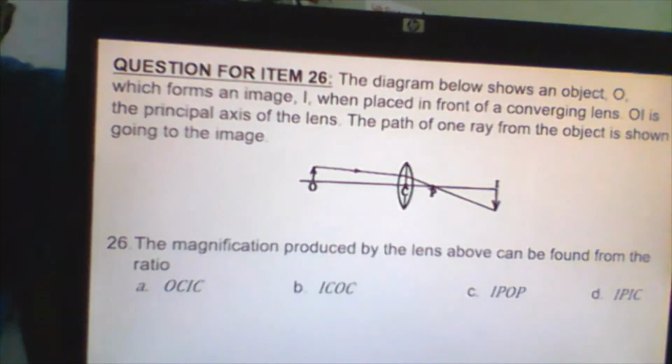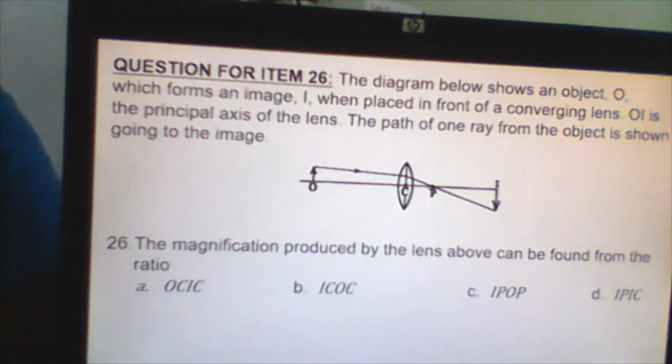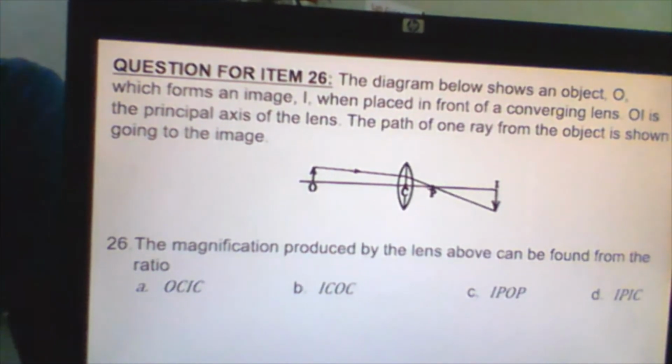The next question says here, the diagram below shows an object O which forms an image I when placed in front of a converging lens. So OI is the principal axis of the lens, and the path of one ray from the object is shown going to the image. The magnification produced by the lens above can be found from the ratio of what?